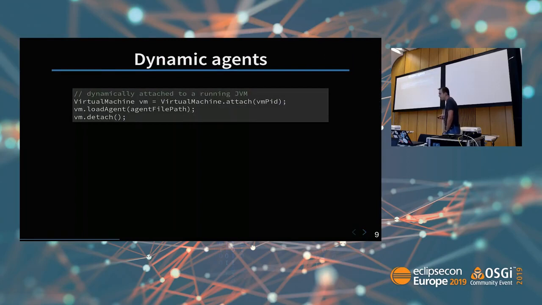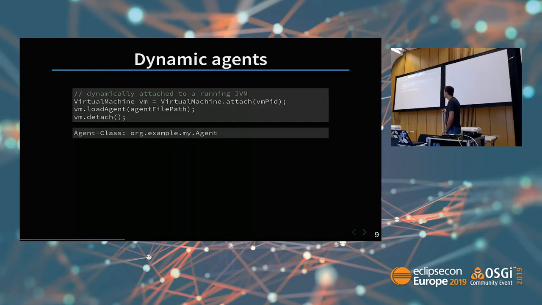Then you have dynamic agents, and by contrast, you load this into a running JVM. So there is some Java code you need to run that says, hey, attach to a running virtual machine. You need to give it the process identifier, you give it the path on disk to the agent, and well, it's loaded, and then you detach for cleanup.